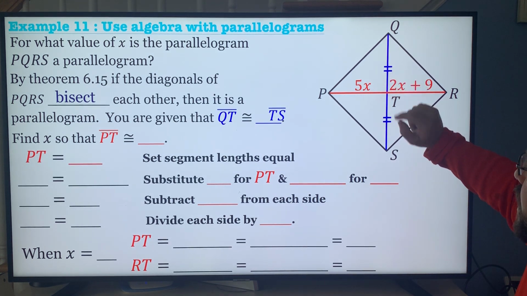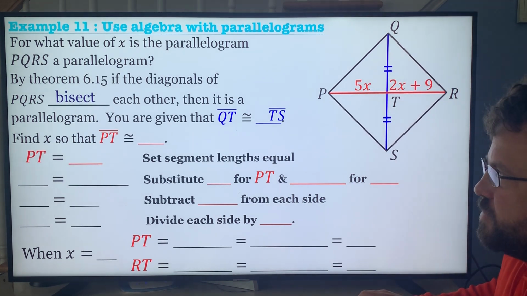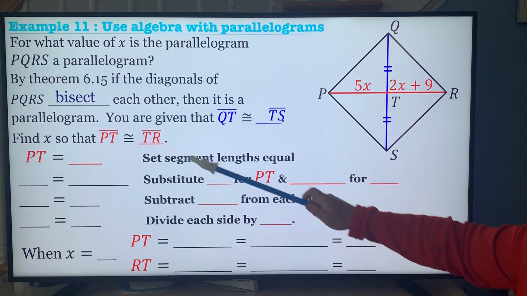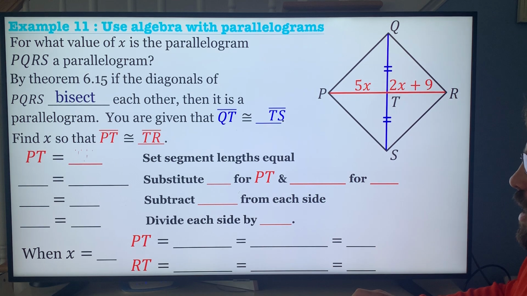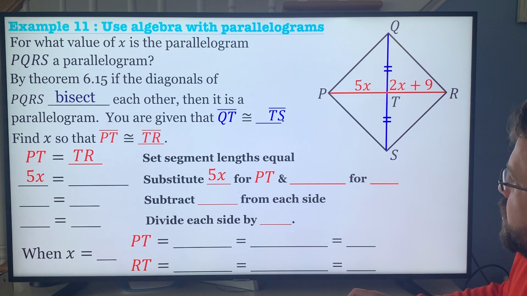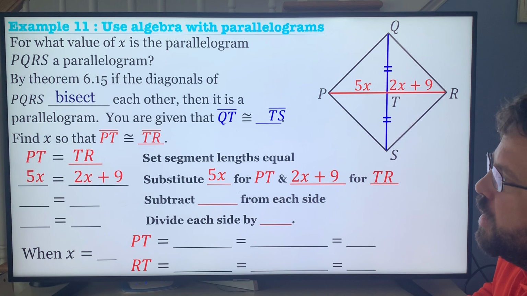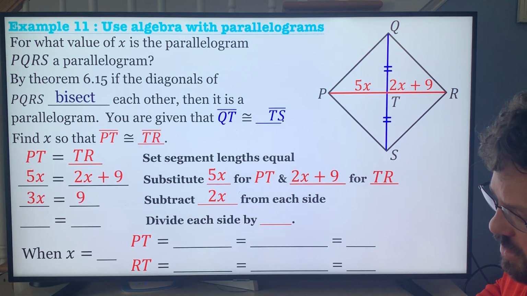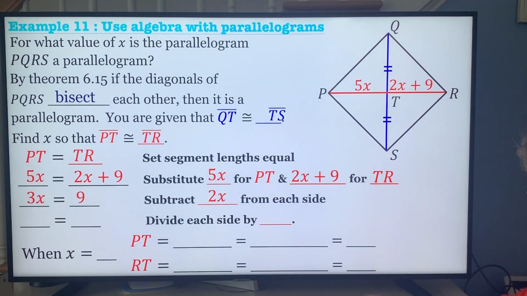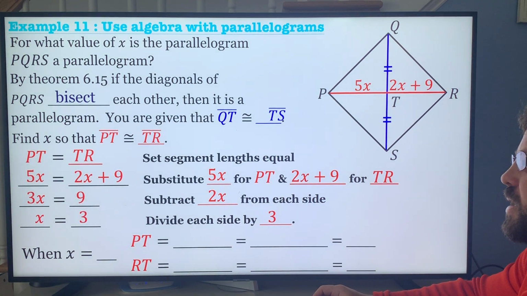What do we need to do to find x? What else has to be congruent? PT and TR, right? So now set up and solve. Since the two sides are congruent, the measurement of PT has to equal the measurement of TR. PT is 5x, so you substitute in 5x for PT, and 2x plus 9 for TR. You're going to subtract 2x from both sides. 5x minus 2x is 3x. Divide both sides by whatever's next to the variable, which is a 3, and you get x equals 3.